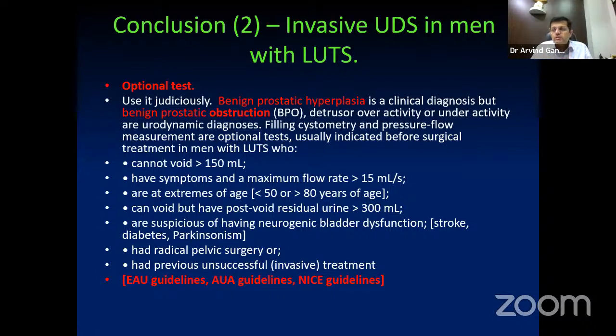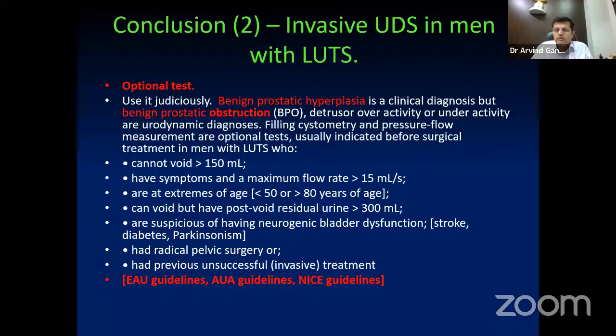If you want to operate on a patient who has undergone a spinal surgery or a radical pelvic surgery and has LUTS, and you feel that there is an overlap of BPH with neurogenic symptoms, it's an indication for urodynamics. And any unsuccessful treatment would be an indication for urodynamics as well.